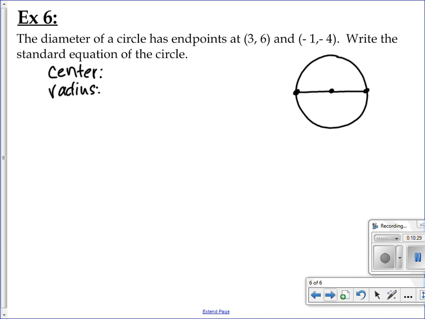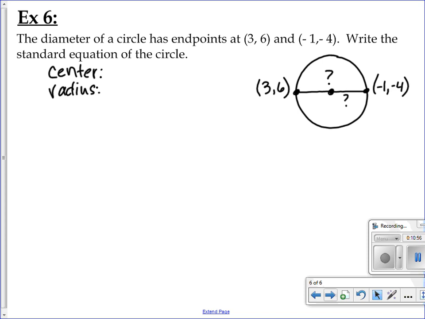So this is not going to be an actual representation of the picture, but at least it'll give me an idea. It says I have a diameter, so that means I have a segment that's going through the center, and I know one end is (3, 6), and the other end is (-1, -4). So we got to figure out the center. We also need to figure out the radius. So this is actually going to take us a little bit more work, not too much work though.